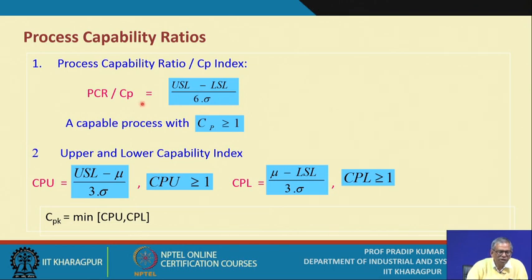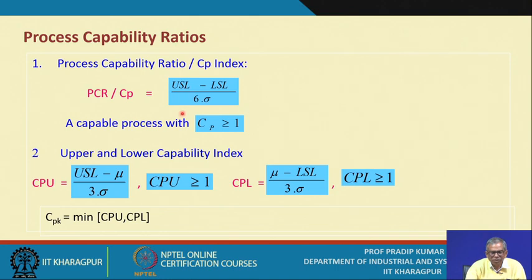So, obviously, if the process needs to be capable when the process is centered, we assume that Cp must be greater than or equal to 1. Is it okay? We are referring to case 1, where we are assuming that the process is centered.